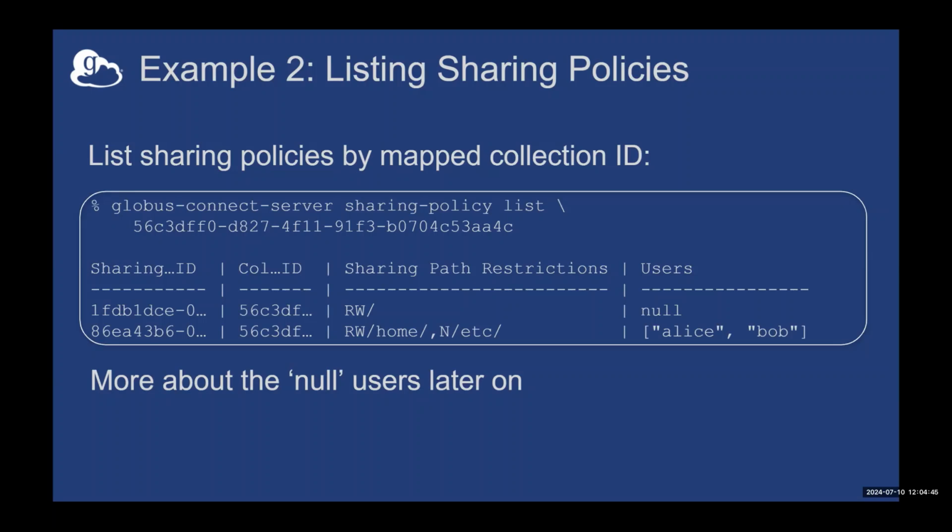But the other columns with the sharing path restrictions and user fields, as they grow larger, will be truncated in normal output, and you'll see them followed by an ellipsis when that happens. And just a note for later in the discussion, if you take a look at that first line of the table output, the line with the null users value, we're going to circle back and I'll explain that later.